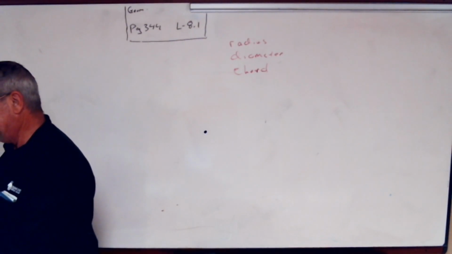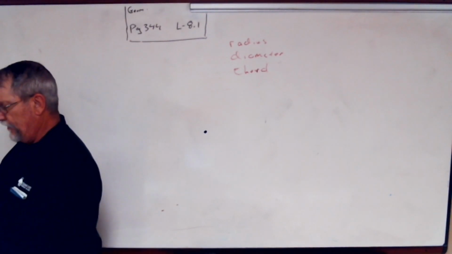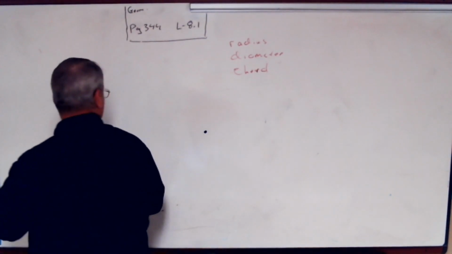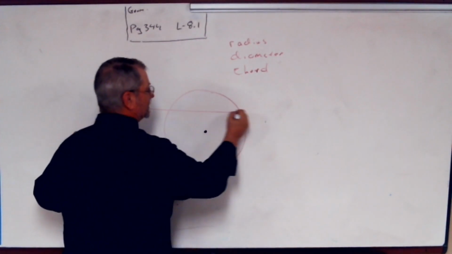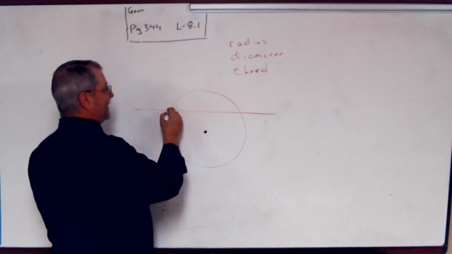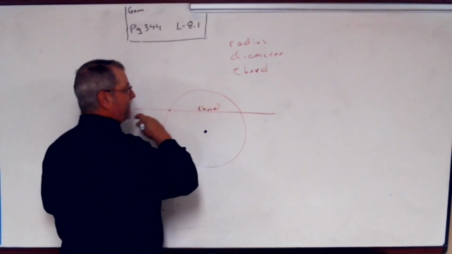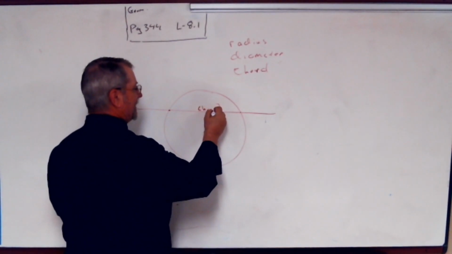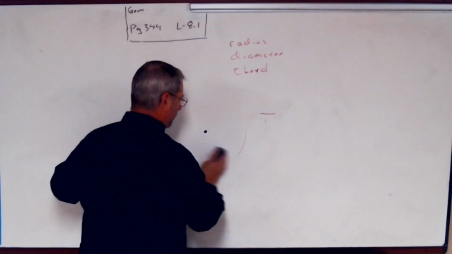Anyway, so we have first chord postulate. If a line intersects the interior of a circle, it contains a chord of the circle. So if I have a circle, what they're saying is this. If a line goes through this circle, anywhere, this part right here is a chord. If a line passes through the circle, it contains a chord of the circle. That's all that's saying. All right?